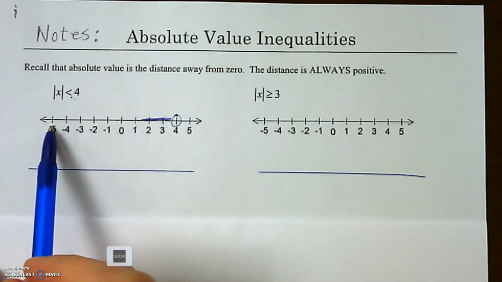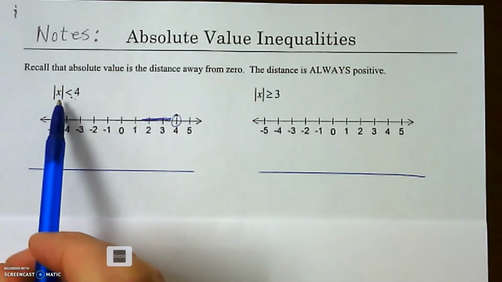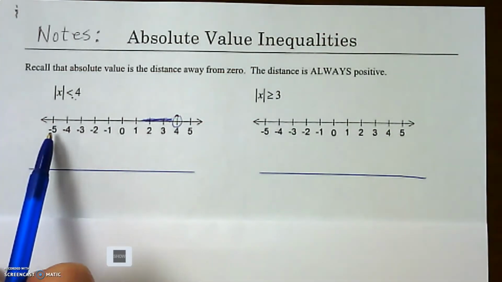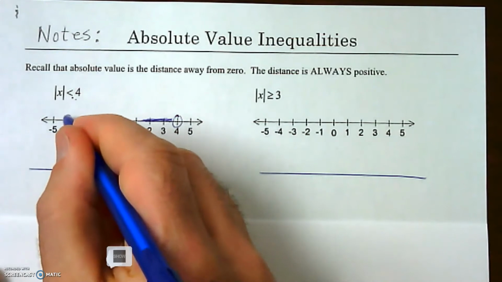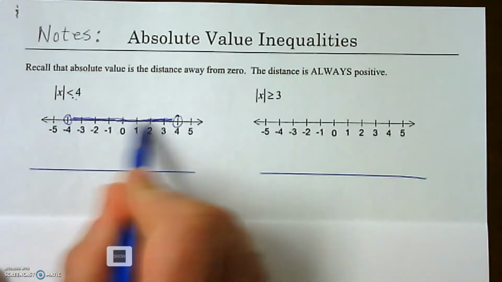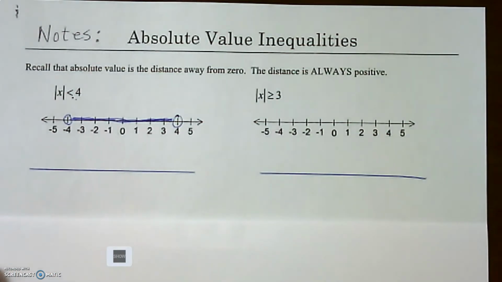Well, what happens when I get to negative 5? Put negative 5 in for x. The absolute value of negative 5 is positive 5. So I can't go past negative 4. So I can graph in between them. Does that look familiar? That looks like an AND problem from the previous assignment called compound inequalities. So basically, these are compound inequalities in disguise a little bit.